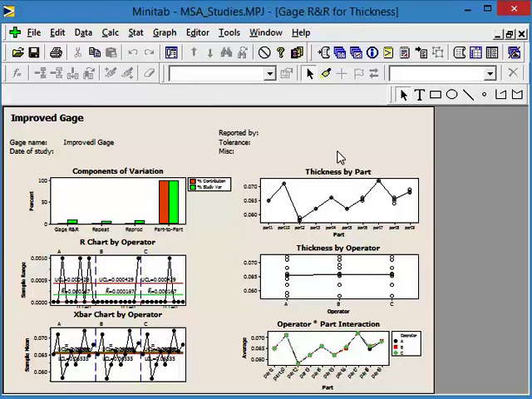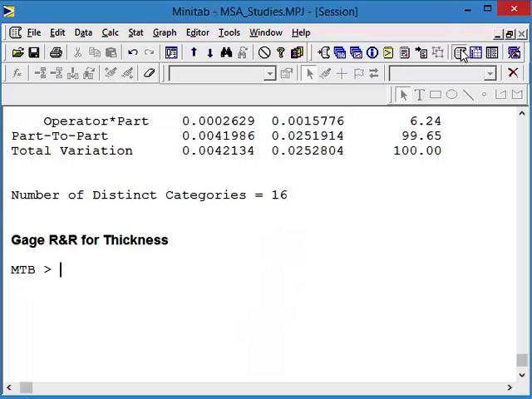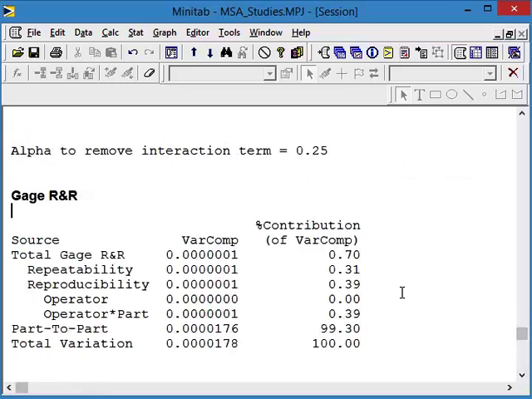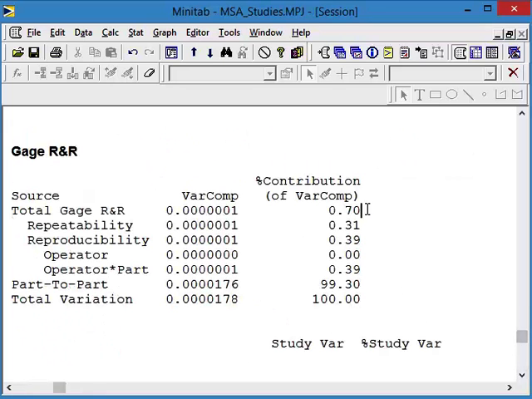So that looks awesome. Let's take a look at the numbers, and we'll scroll up and take a look at our two-way analysis of variance, and we can see that, yes, beyond a shadow of a doubt, there is a difference between the parts. There is no difference between the operators, and we have a nice part-operator interaction, which is good to see. All of this is good. All right, let's scroll down here and look at our percent contribution. It's at 0.7. It's less than 1%. We have an excellent gauge.